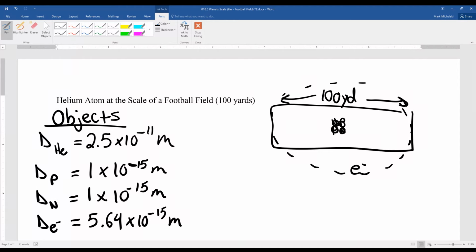We're going to find out exactly how big that electron and the protons and neutrons would end up being on this scale model. And then we find out a little bit about how much space there may be inside of an atom. In order to do this, I want to create a ratio.